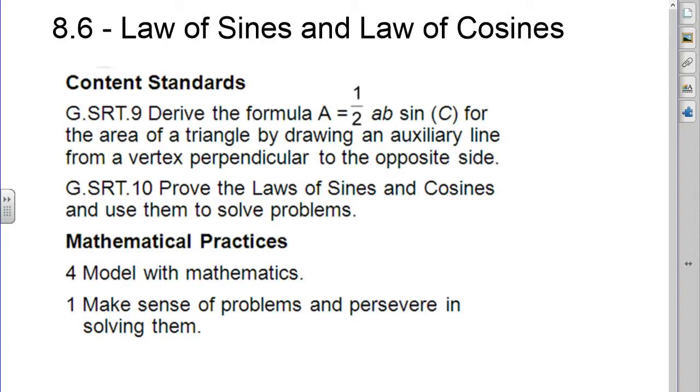Okay, so here are the notes for section 8.6, Law of Sines and Law of Cosines. The whole purpose of this section is to be able to solve missing sides of triangles using trigonometry that don't require them to be right triangles. That's the only thing that stinks about SOHCAHTOA: it only works for right triangles. What if a triangle's not a right triangle? What do we do then? Well, given certain conditions, we can use the law of sines and the law of cosines.